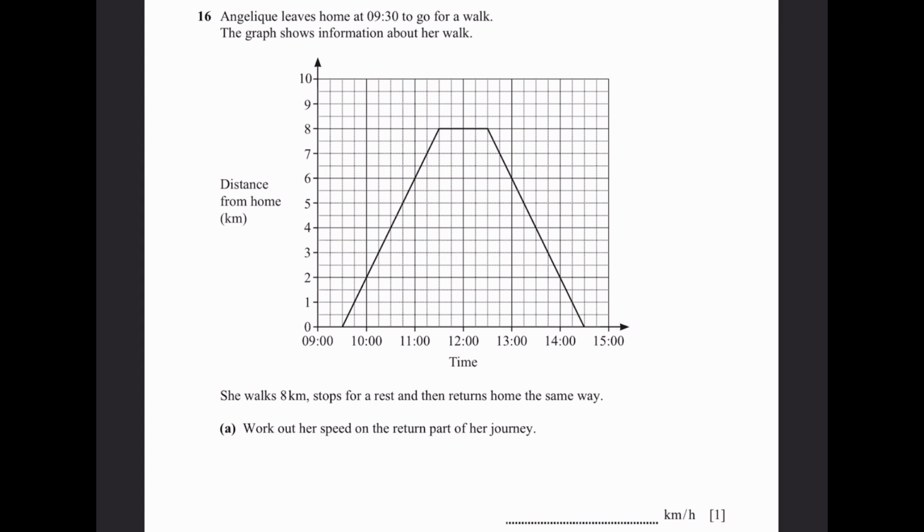Question 16. Angelique leaves home at 9:30 to go for a walk. The graph shows information about her walk. She walks 8 kilometers, stops for a rest, and then returns home the same way. Work out her speed on the return part of the journey. So let's look here. Speed is equal to distance divided by time. This is a very important formula. You need to remember this formula. Speed equals distance divided by time.